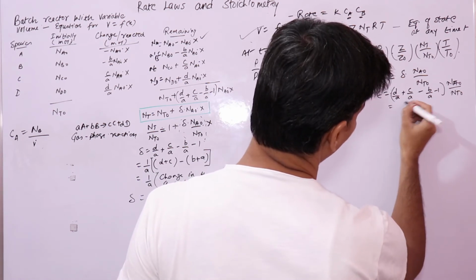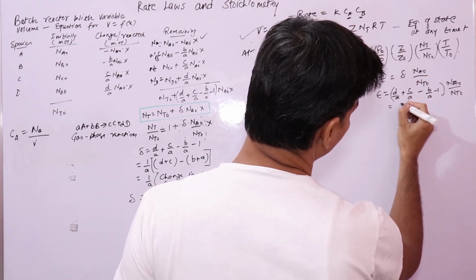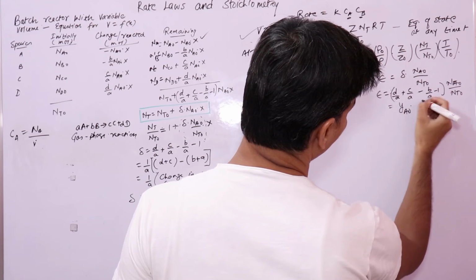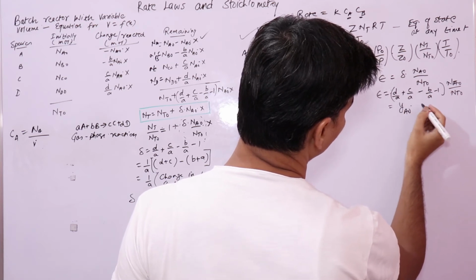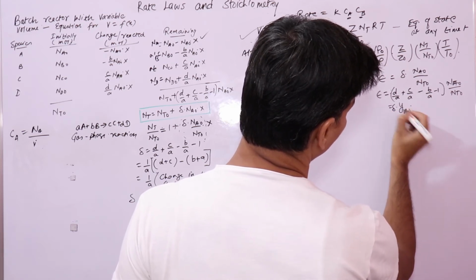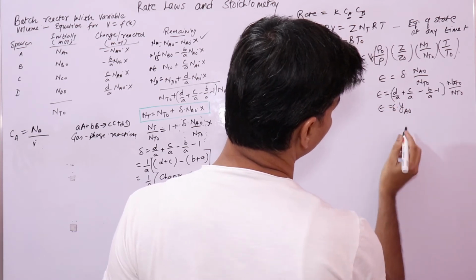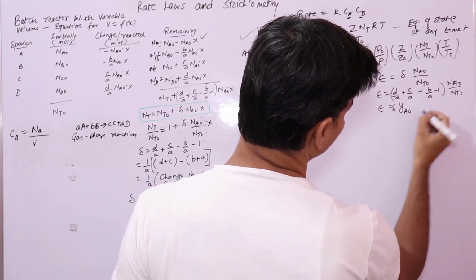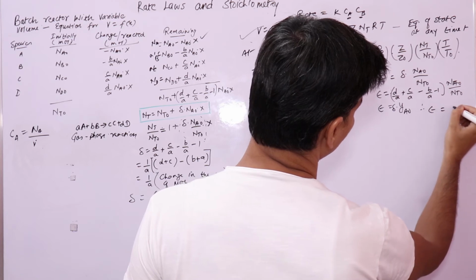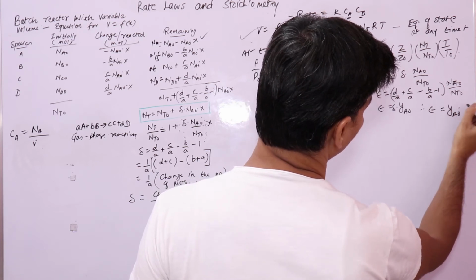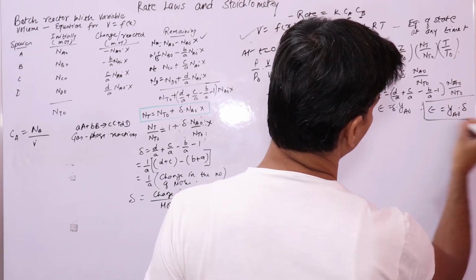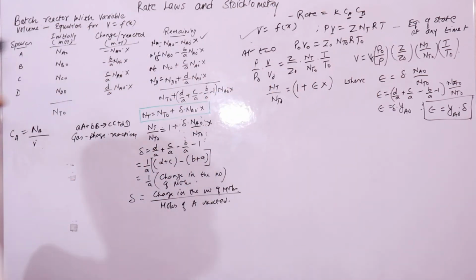Right, this is your Ya0, delta, Ya0, epsilon, right? So therefore epsilon is equal to Ya0 dot delta. This is the relation for epsilon, and Ya0 is your mole fraction of A.